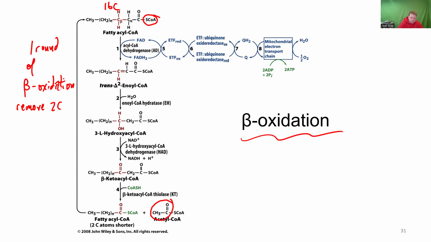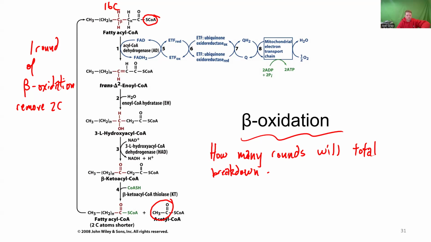Okay, with that in mind, I want to ask you the question, and we'll work on this together. How many rounds will total breakdown of a 16-carbon fatty acid require? Now, let's think about this. Round one, we're going to take 16 carbons and we're going to end up with a 14-carbon plus this molecule right here, acetyl-CoA. I'll label that as A-CoA.